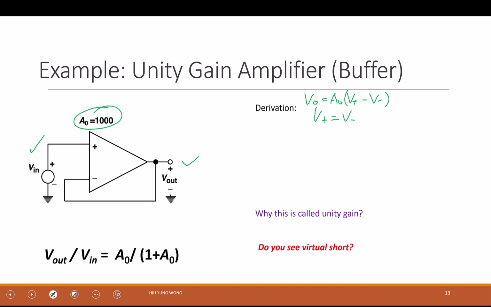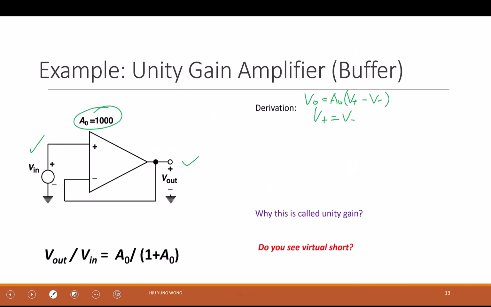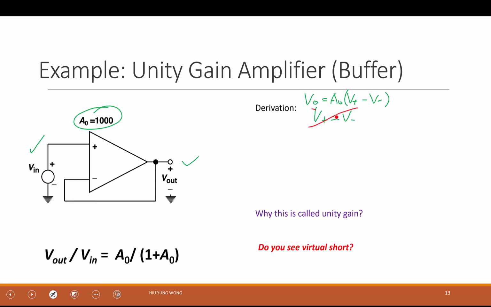Remember what we said here? If it is finite, we use this. When it's infinite, we use the other one. What do we have? Finite. So we should use the top one because it is finite. So we pick our equation and start working with this. VO is just V out. That is exactly what I want. My goal is to find again the relationship between V out and V in.